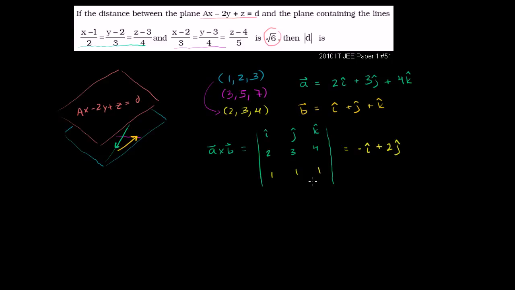And then finally for the k, get rid of that row, that column. 2 times 1 is 2, minus 1 times 3 is 2 minus 3, which is negative 1. So it's negative k. So this right here is a normal vector to the plane.